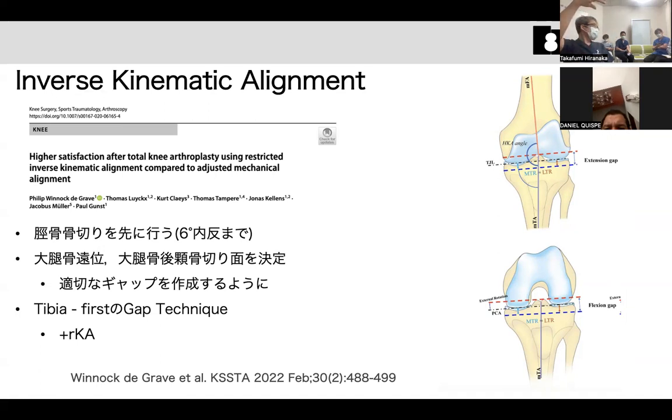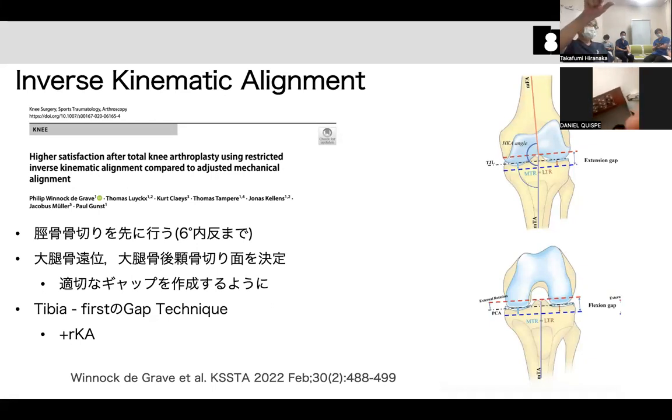Then extend the knee to cut the distal femur parallel to the tibia cutting surface. But this technique has a disadvantage because in most cases the medial side is contracted, so as a result the total alignment can be biased. So now most surgeons use the modified gap balancing technique, and cut perpendicular to the tibia and femur mechanical axis.